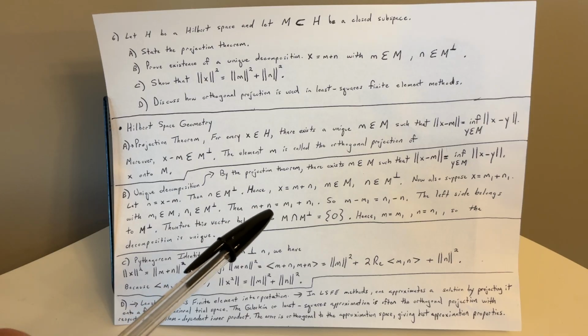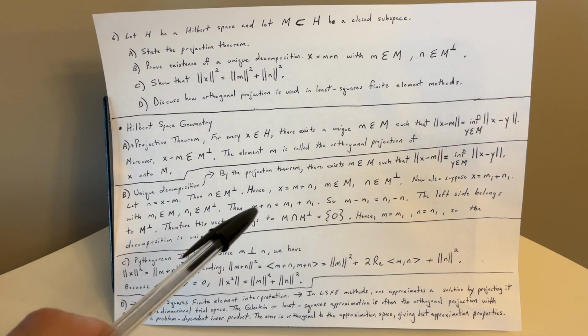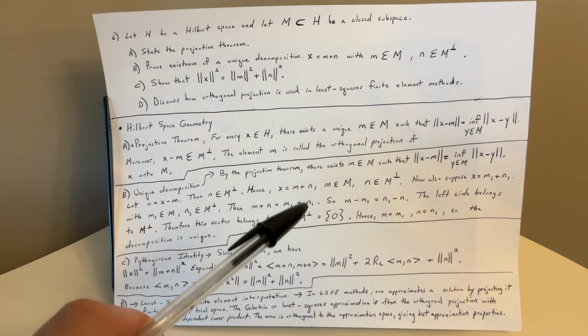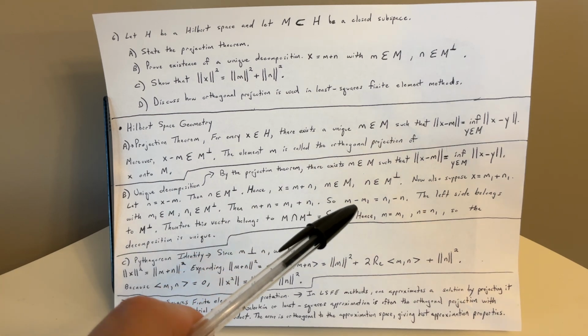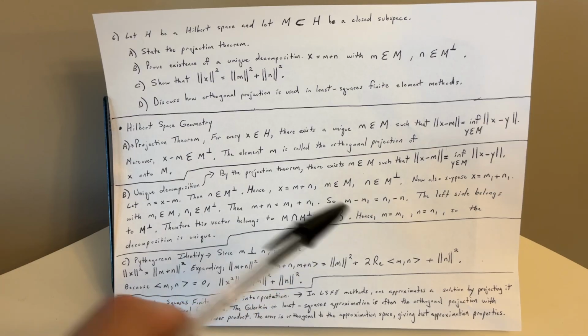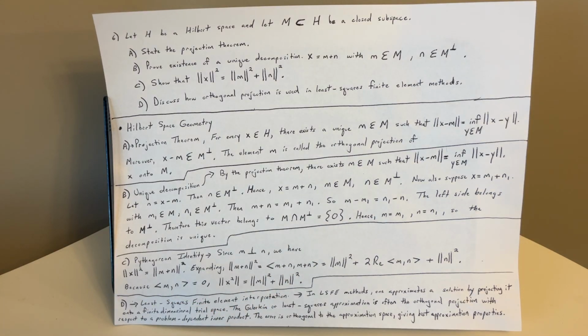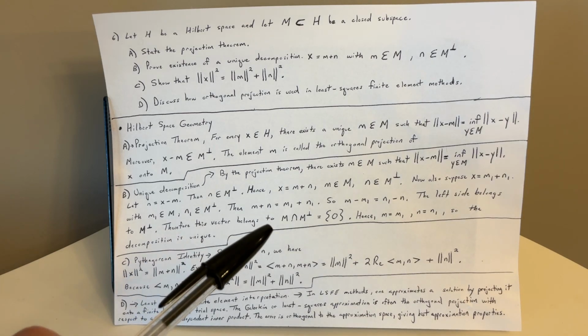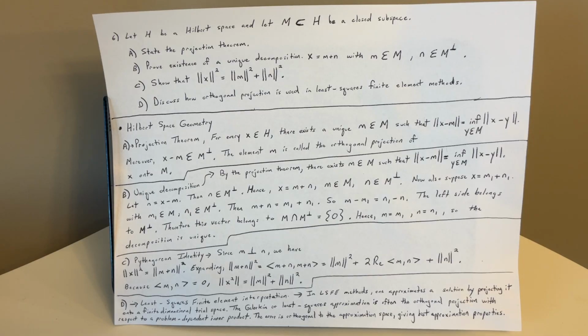Then m plus n equals m sub 1 plus n sub 1. So m minus m sub 1 equals n sub 1 minus n. The left side belongs to M, and the right side belongs to M perp. Therefore, this vector belongs to that intersection, and it equals 0. Hence, m equals m sub 1, n equals n sub 1, so the decomposition is unique.